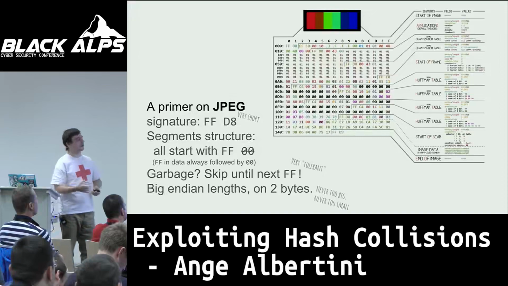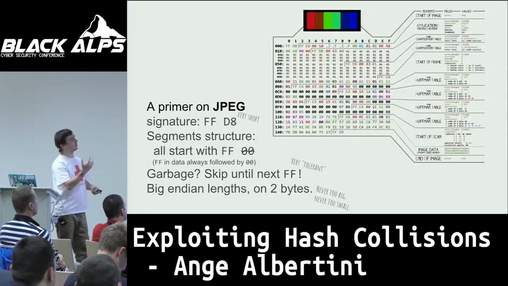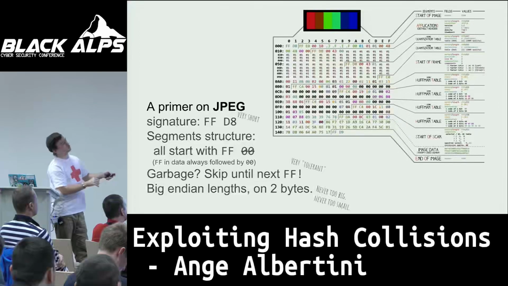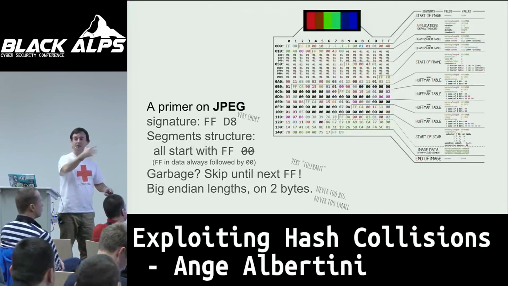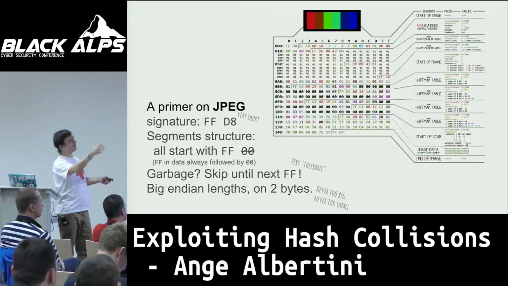So now, because I will talk a lot about JPEG, just a primer on JPEG from the file structure. It starts with a very short magic, FFD8, so only 2 bytes. And then there is a structure made of segments, and each of them starts with FF something, and FF not 0. Because FF00 is special.